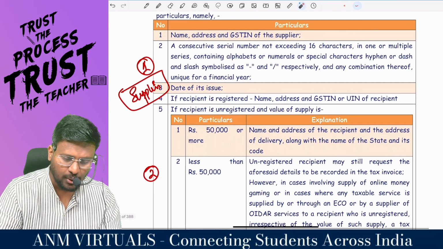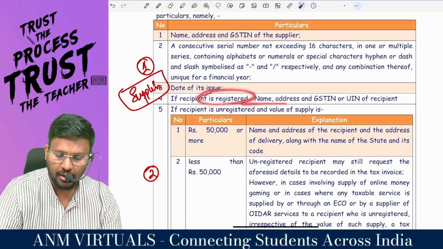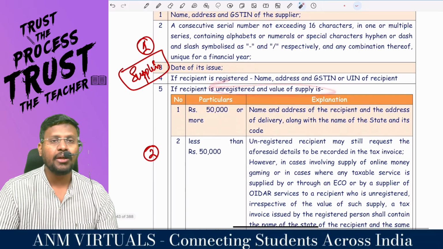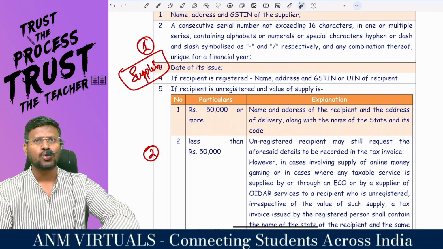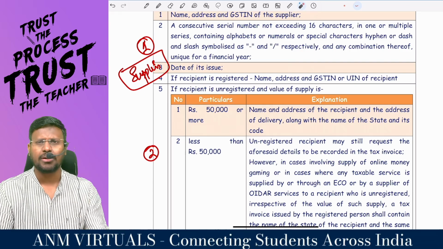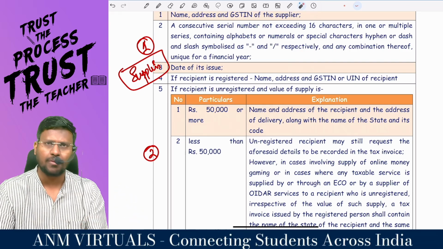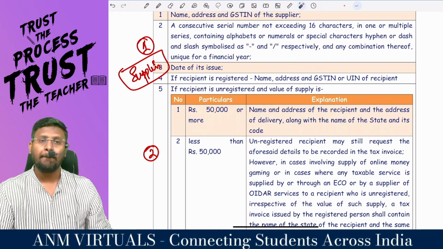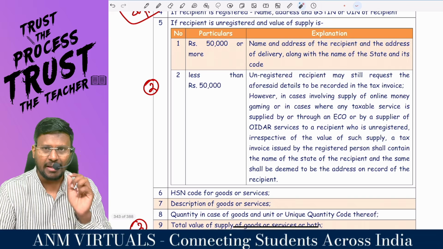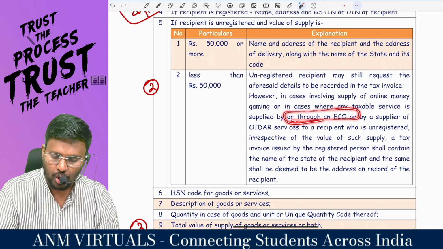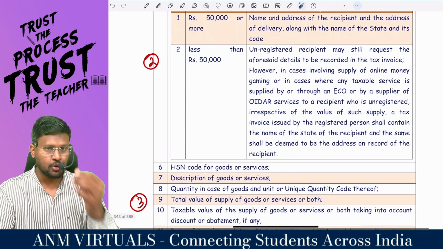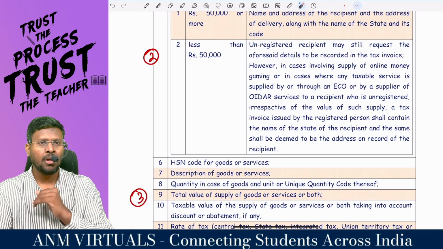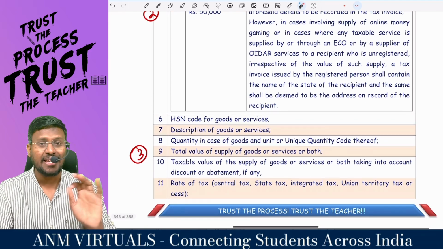The second set is with regard to the recipient. If the recipient is registered, name, address, GSTIN or UIN of the recipient. If the recipient is unregistered, it is based upon the value of supply, whether the value of supply is more than 50,000 or less than 50,000. If it is more than 50,000, strictly you have to provide the name and address of the recipient and address of delivery. If it is less than 50,000, try to get the details; if possible, fine, otherwise leave it. But even though the value is less than 50,000, if the supply is through online money gaming or through an e-commerce operator or OIDAR services, irrespective of the value, you have to mandatorily mention the address and the state in which you are supplying.